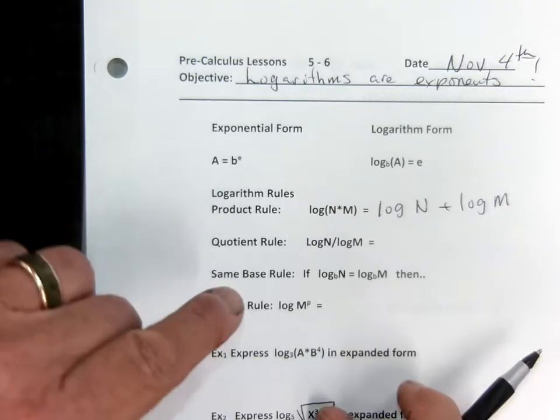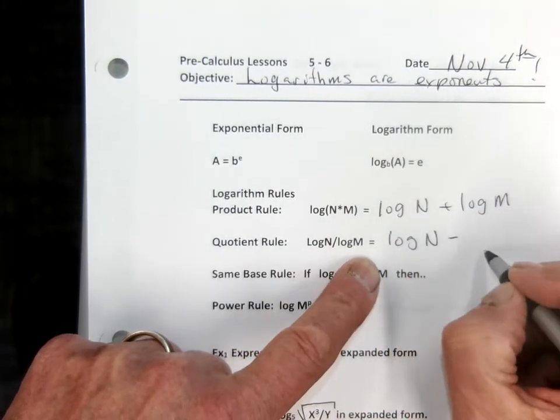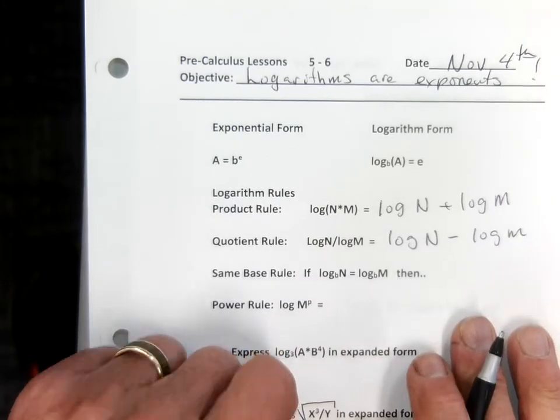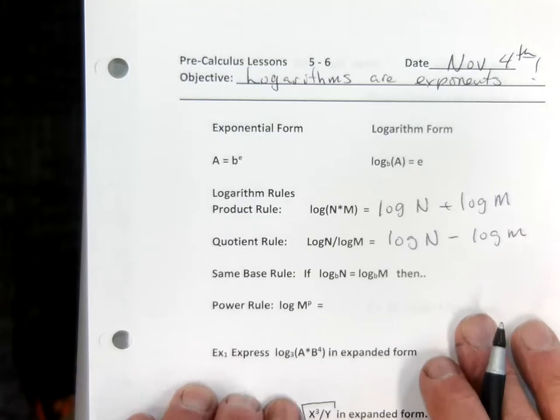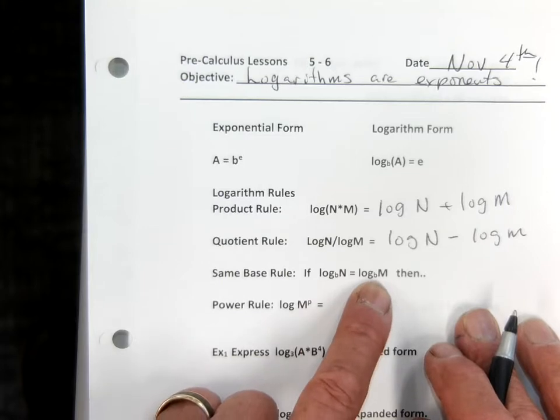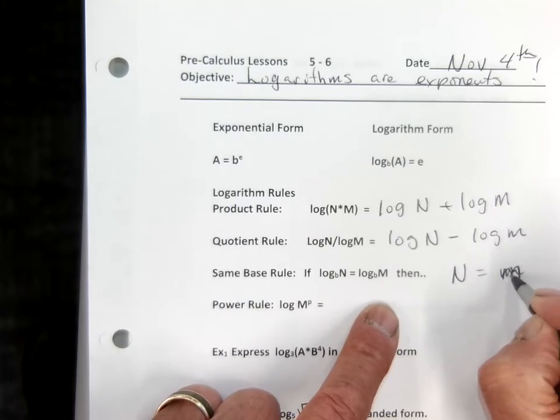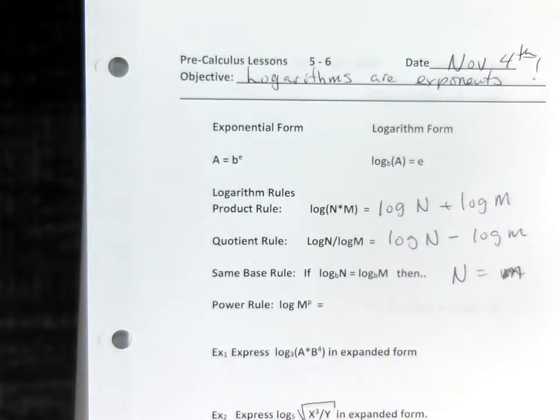If I divide bases, I subtract their exponents. So log n minus log m. Same base rule, just seems really obvious. Log base b of m equals log base b of n, then we can just say n has to be equal to m. Hopefully that makes sense. To make them equal, you just cancel out the log b, or just know that these two have to be equal because everything else is the same. But it has to be the same base. And I want to reiterate, the same base.